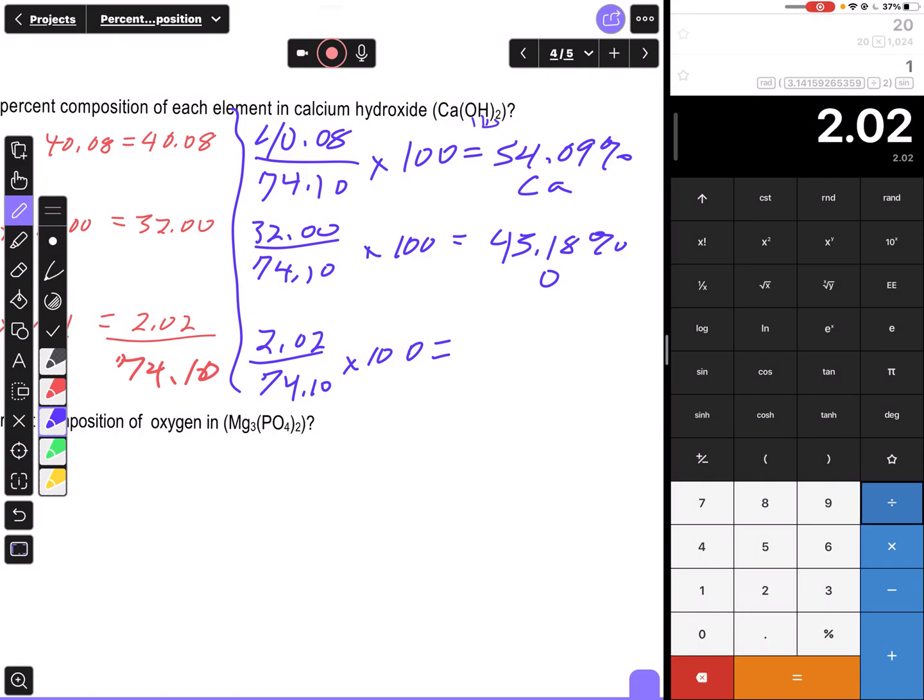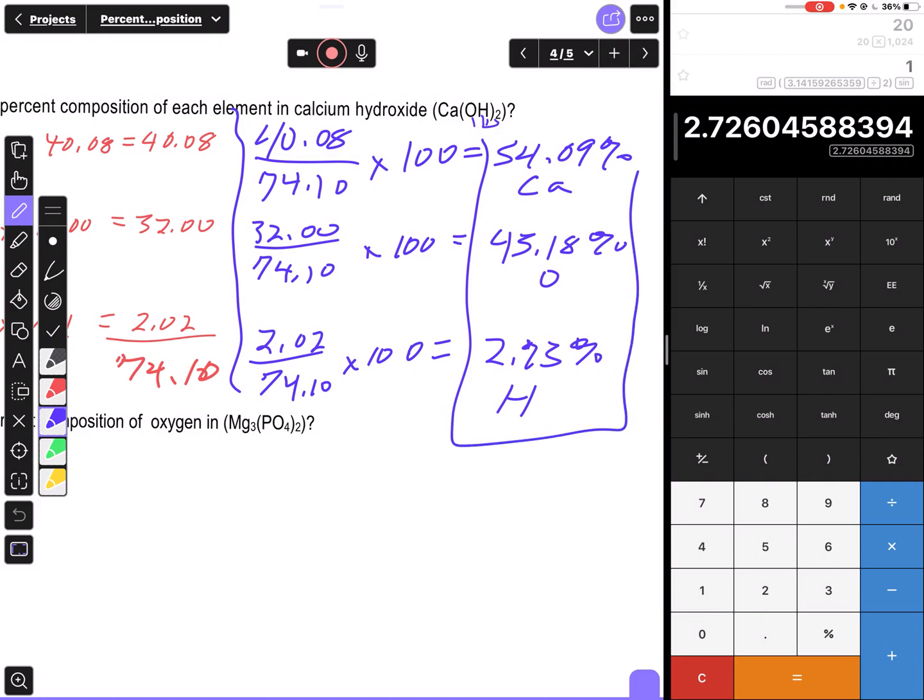And then last, for hydrogen, I'm going to take 2.02 divided by 74.1, and then multiply that by 100, and I get 2.726, which is around 2.73. And that's percent hydrogen, 2.73. That should be my answers.